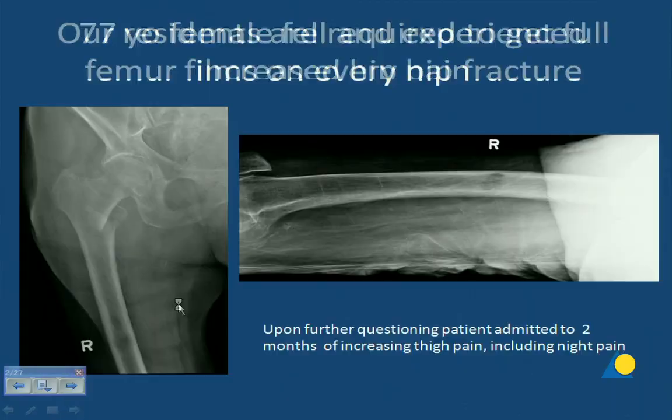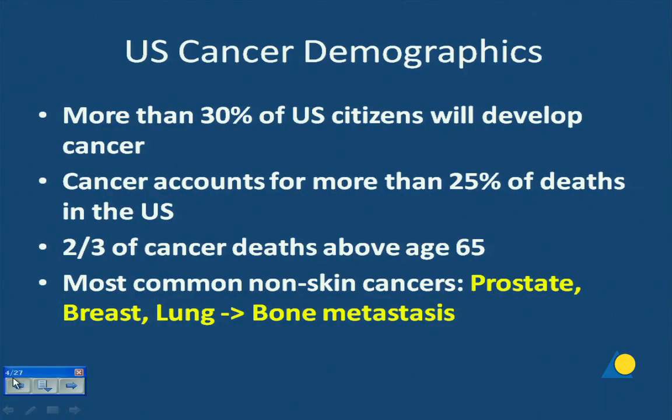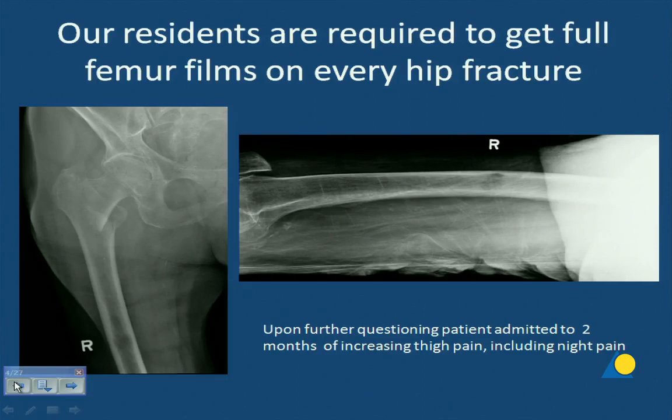Here's a recent case that presented to our university, where a 77-year-old female with known osteoporosis fell and experienced increasing right hip pain. And here we can see a relatively standard intertrochanteric fracture of the right hip. On lateral views, nothing is very exciting. However, we require our residents to get full femur films of all fractures in AP and lateral views. And when you extend the film down, you can see a lesion further down in the diaphysis on both the AP and the lateral view.